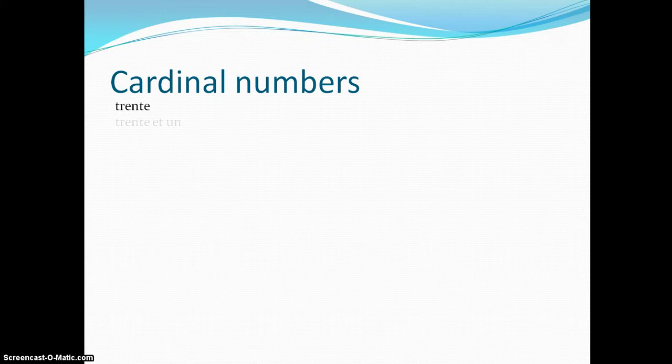So then we have 30, 31 as I said. Then we have 32, 34, 35, 36, etc. 40, 50, 60. Now in France, mainland France, we have 70, which is literally 60 and 10 to make 70. But in Belgium and Switzerland, they use septante.